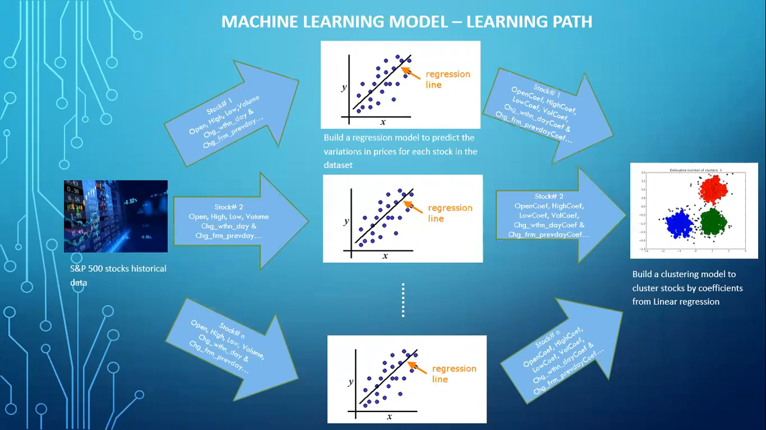So these features for each stock are passed to the regression algorithm. That regression algorithm will create a model, basically the coefficients for each of the features, like open coefficient, high stock price coefficient, low coefficient, and so on. That will be passed into the clustering algorithm. That clustering algorithm will use all the models for each stock provided by the regression algorithm to build a clustering model.